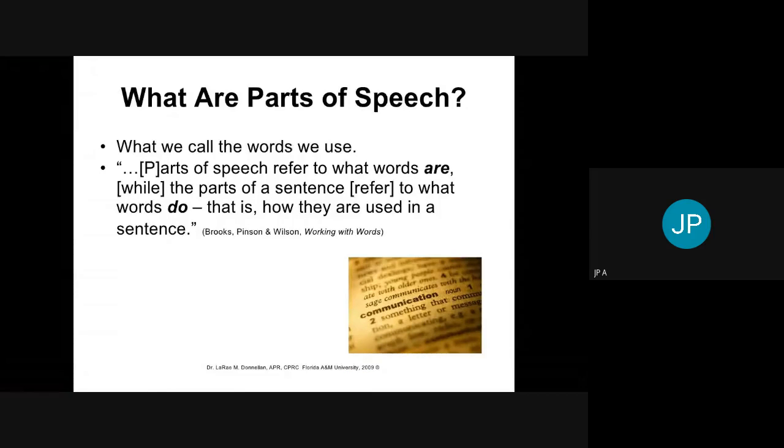So I was talking about parts of speech. So what are parts of speech? Parts of speech are nothing but the words that we use. We join these words together and make sentences. So parts of speech can also be called the building blocks of language.